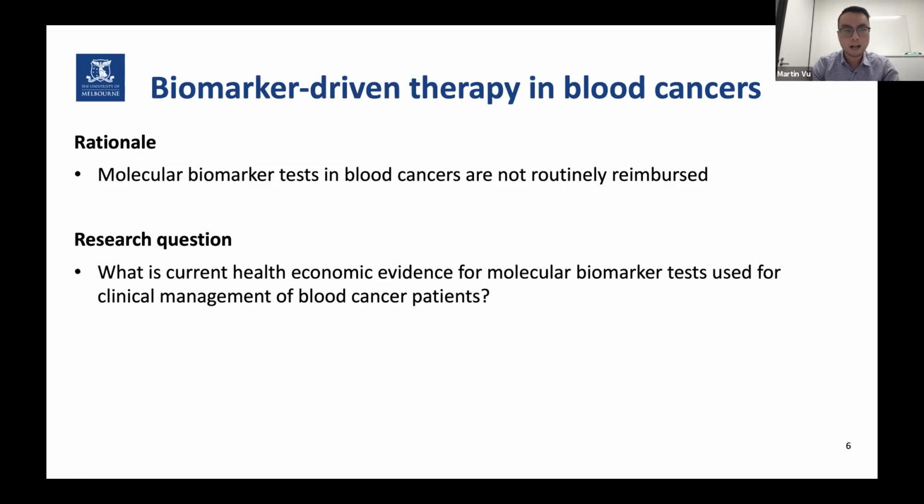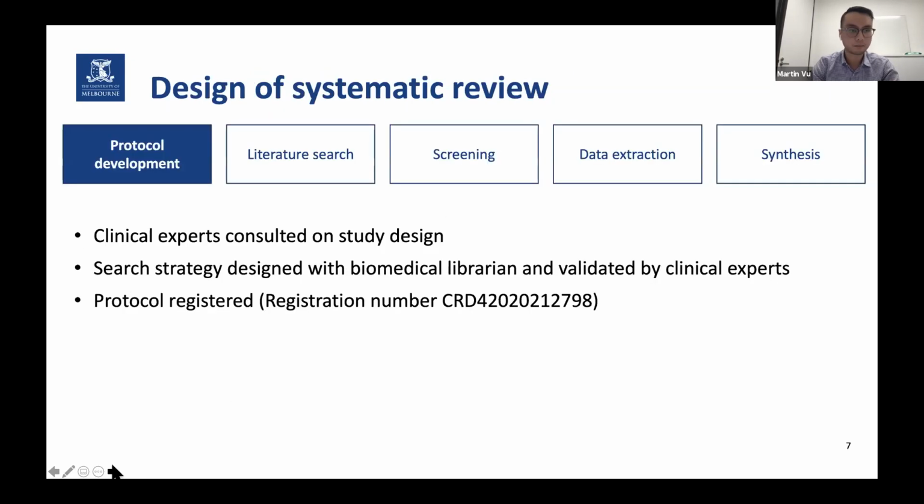Can we answer that question from a health economic point of view, particularly looking into the gap of the health economic evidence? So hence why we embarked on a systematic review that really aims to synthesize the current health economic evidence for molecular biomarker tests for the clinical management of patients with blood cancer.